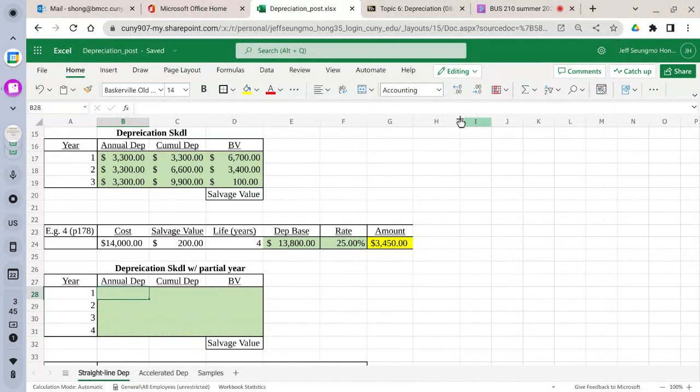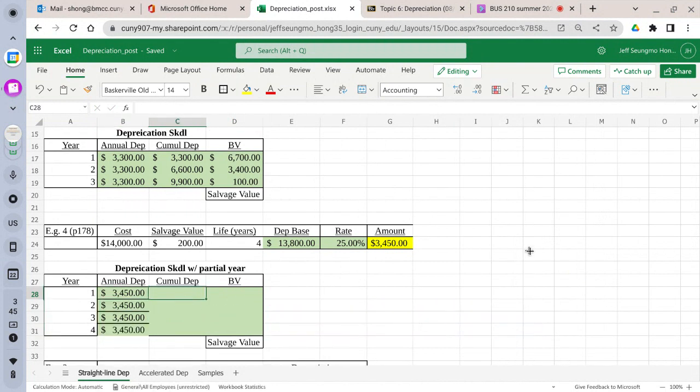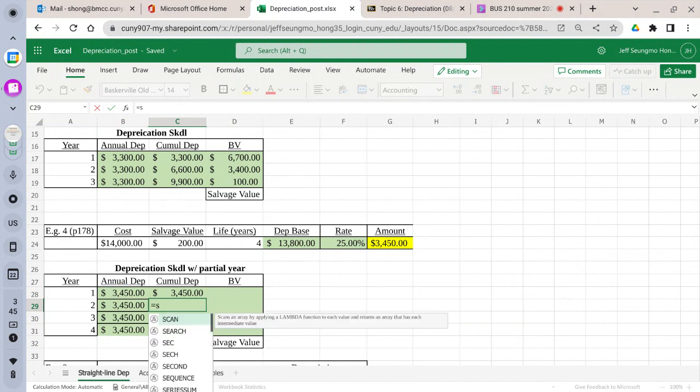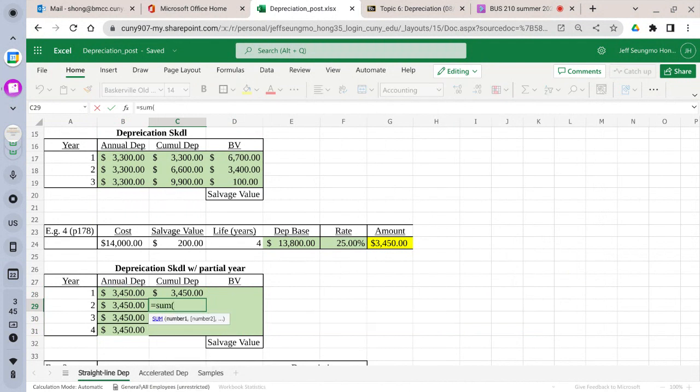So now, again, annual depreciation, then it should be like this. And then you lock it. Okay? Hit F4 and lock it. And then you can drag it down. And then accumulated depreciation, we know it is this in the first year, only that. From the second year, it's the sum of the... and you can drag it down.